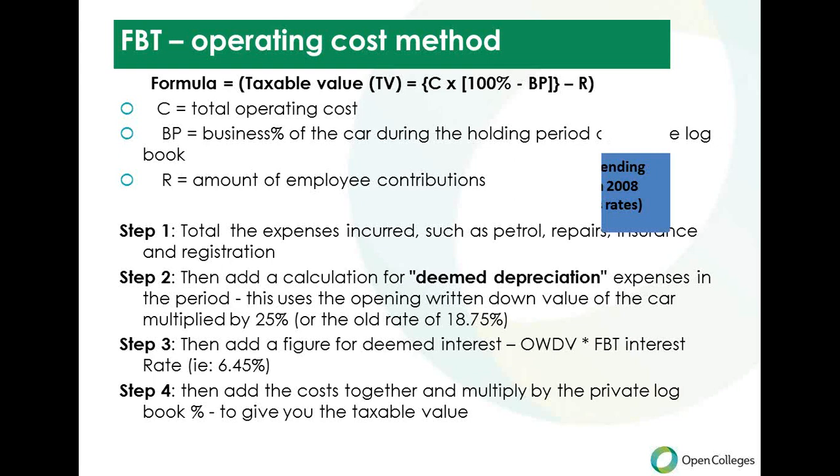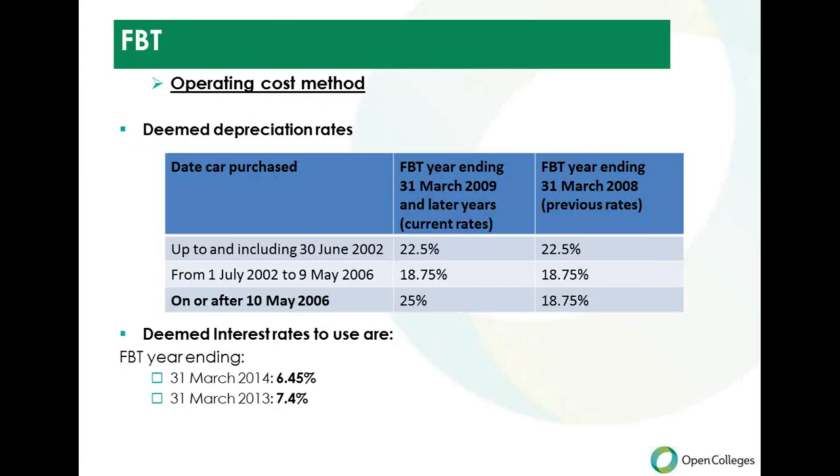A couple of things to note, these are the dates that are relevant in terms of the depreciation, and basically any car acquired after the 10th of May 2006 is now at 25% for any FBT return after 2009. Remember that the deemed interest rates do change every year. So it was 7.4, dropped to 6.45, and I think it's gone back to 6.8% in 2015.